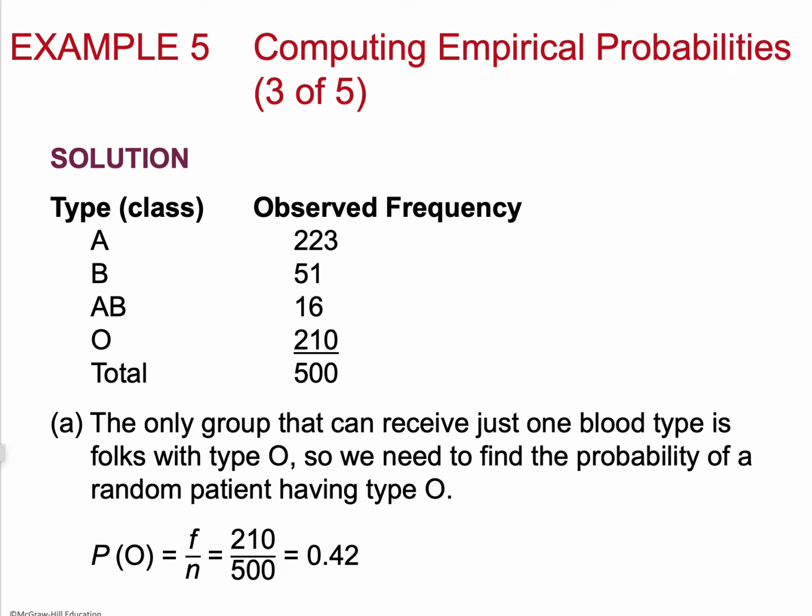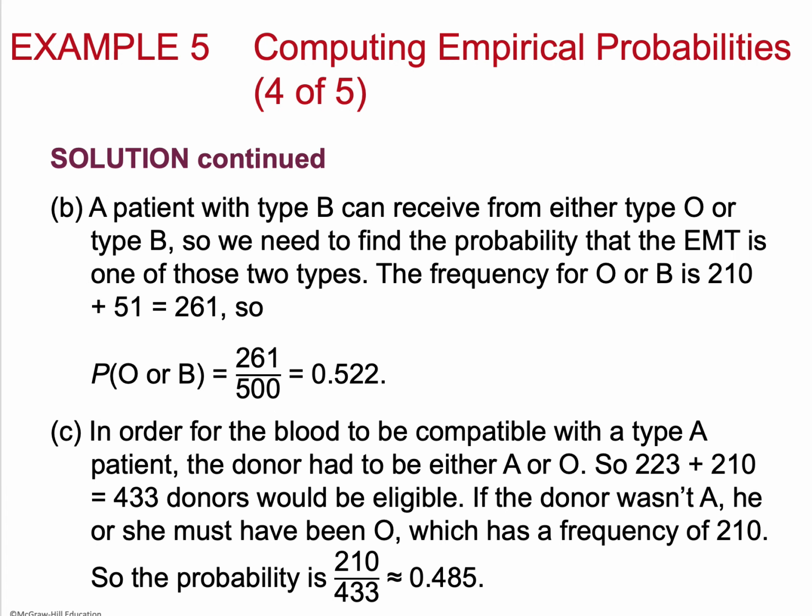So if I look at the frequency and make a chart here, it makes it easier for me to reference back so that I know what my numbers are. The only group that can receive one type is type O. People who are type O have to get type O. So I'm going to go into my chart and figure out how many people are type O, which is 210. I'm going to divide it by my total, which is 500. And when I do 210 divided by 500, I get 0.42 or 42%. So 42% of people require only one type of blood.